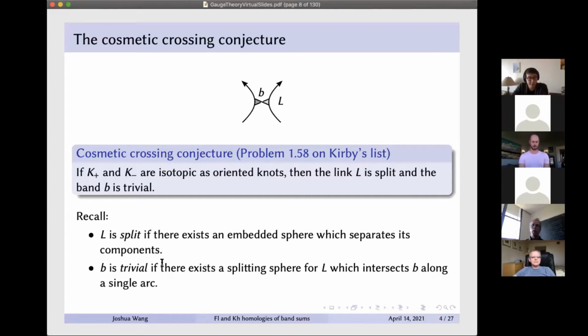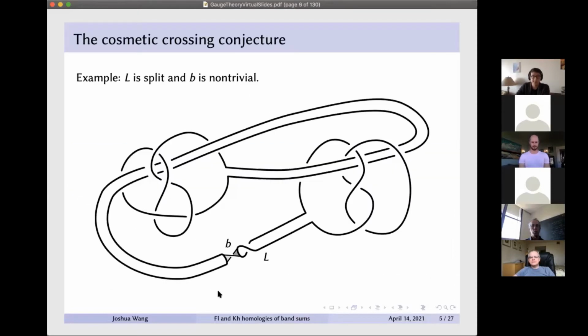So let me point out that triviality of the band is a global topological property. So even though the band looks simple, it's contained in a small ball, whether or not it's trivial depends on an entire splitting sphere for the link that intersects it in a certain way. So to illustrate that, here's an example where the link is split, but the band is non-trivial. So you can see that this two-component link is the split union of the figure-8 knot and a trefoil. But this band here is provably non-trivial.